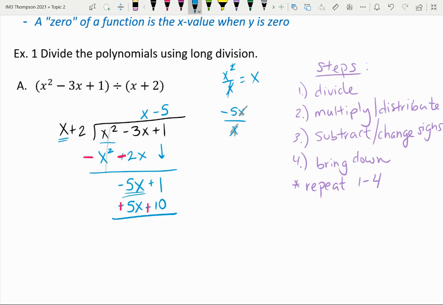Minus 5x plus 5x cancels. It always should. Plus 1 plus 10 gives me a positive 11. Now the cycle would be to continue to bring down the next term and keep going, but I don't have anything left to bring down. So I'm done. 11 is the remainder.